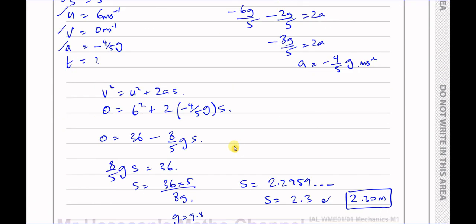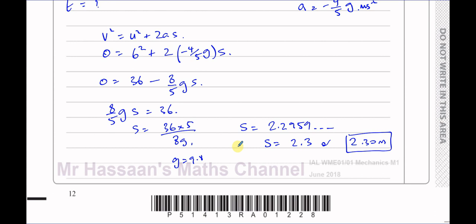All right, so we found the distance OA. So S is the distance OA. You could state that here. Okay, S is equal to OA. So that means OA is equal to 2.30 meters, just to make it very clear. All right, that's part B.